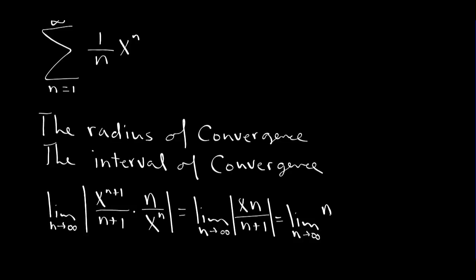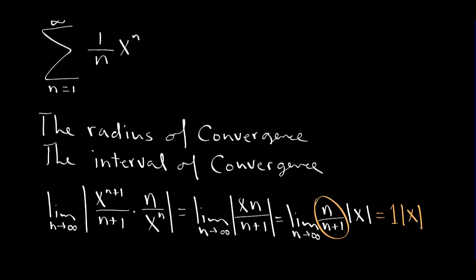And since the limit is involving n, I'll just pull that out here and then keep the absolute value around the x. Now, remember the ratio test tells us that if this limit is less than 1, then the series converges. Now, we know that this part right here, the limit as n goes to infinity of n over n plus 1, is 1. So what we've got here is 1 times the absolute value of x.